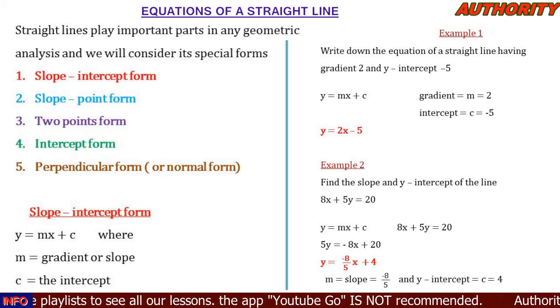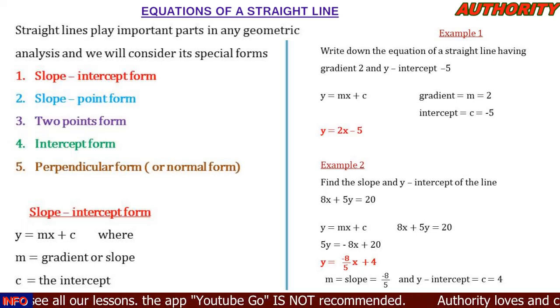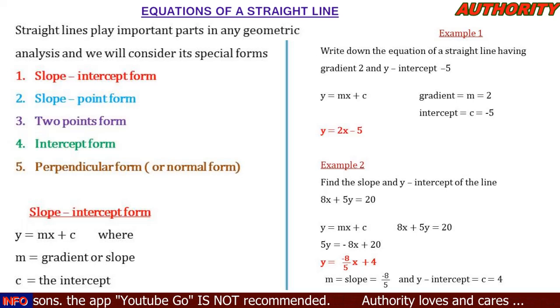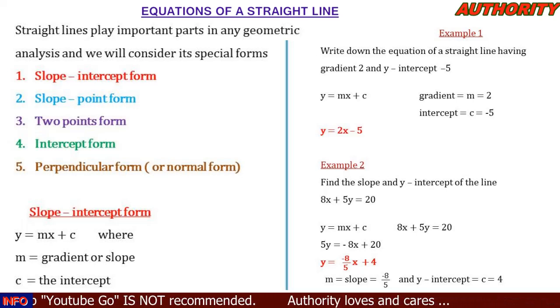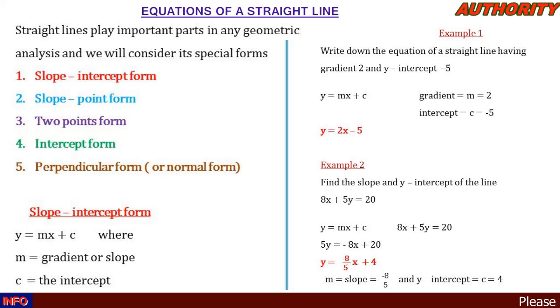Now let's take another special form of the equation of a straight line. Another form is the slope-point form. This is based on the information given to us. In the first one, we said slope-intercept form, that is, the slope will be given to us and the intercept will be given to us. But this one now says slope-point form.